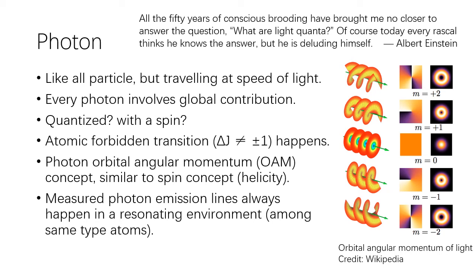We also have a concept of photon orbital angular momentum, but its physical picture is the same as the spin. The picture of photon emission is not so clear. Photon emission lines mostly happen in a resonating environment. We cannot answer questions like, how long does it take to emit a photon? Or is it just a wave?